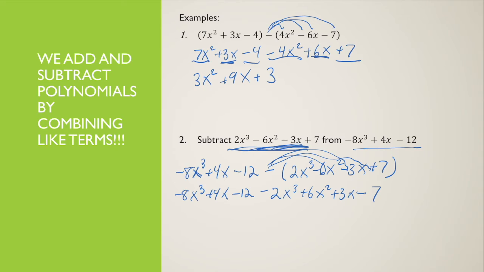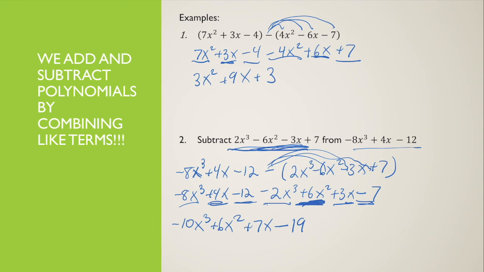So negative 8x cubed minus 2x cubed is negative 10x cubed. There's only one x squared term, and that's a positive 6x squared. I have 4x plus 3x, which is 7x. And I have negative 12 minus 7, which is negative 19. So that would be our final answer.